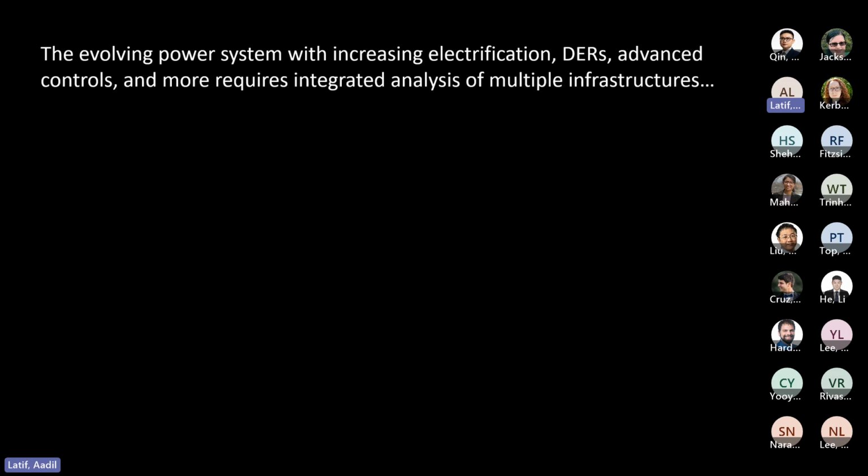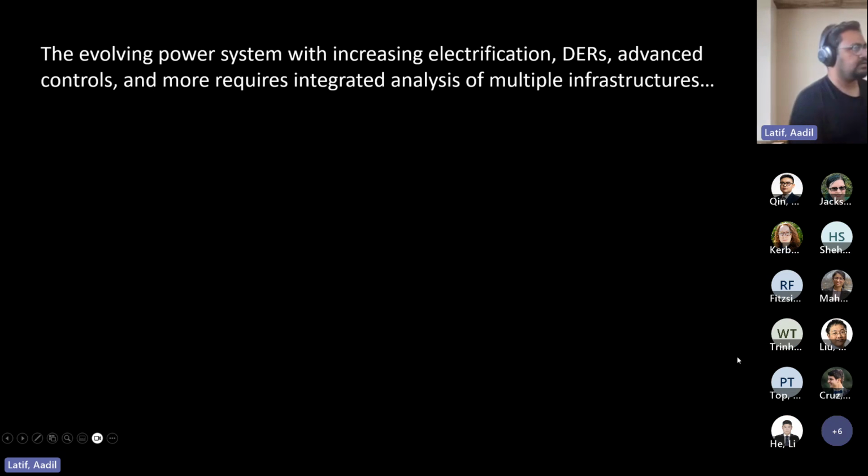All right, so as the power system is evolving, right, we've got increasing electrification. We've got electrification of vehicles. We've got electrification of fuels as well. So we're working towards hydrogen as a fuel source, which means we would need to produce hydrogen from electricity. We've got renewable energy sources integrated into the power system. We've got much more advanced controls integrated into the system that is controlling the different domains. And because of all of these integrations between different subdomains, we require a lot of integrated analysis.